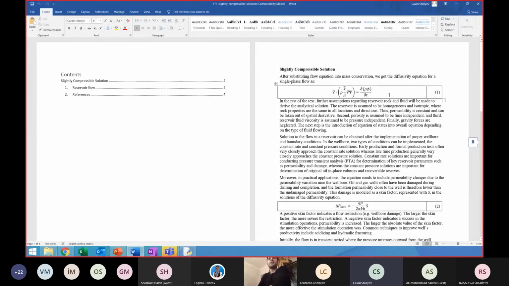In the case when we have the slightly compressible problem, the right-hand side of this equation is not zero, and we need to consider the time changes as well.